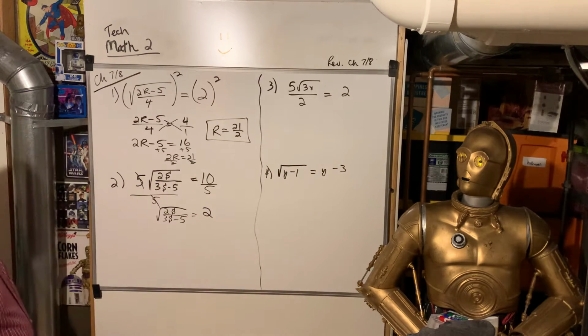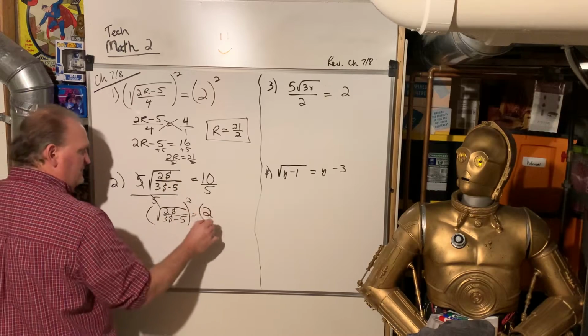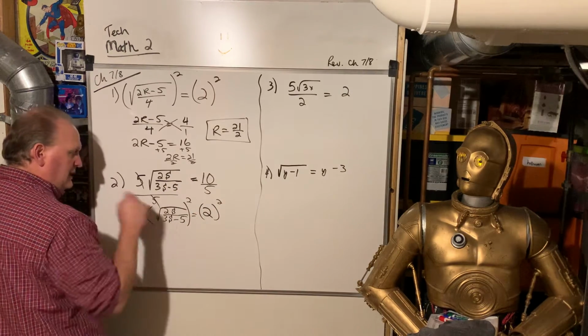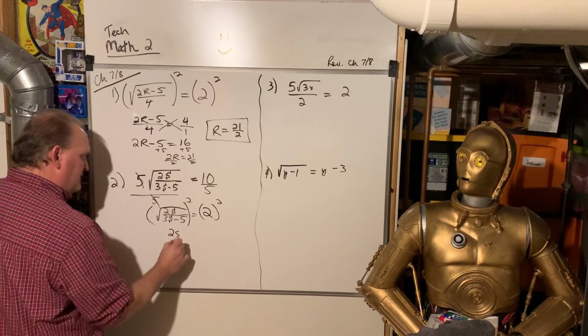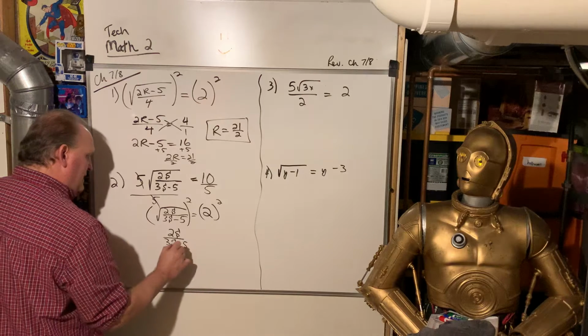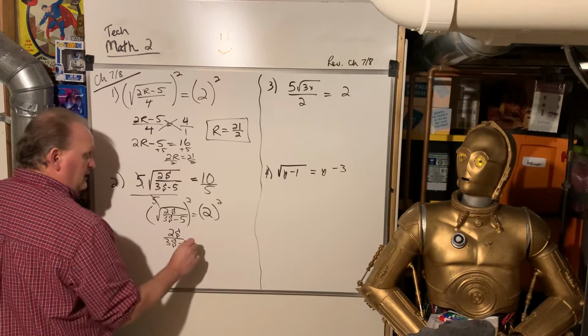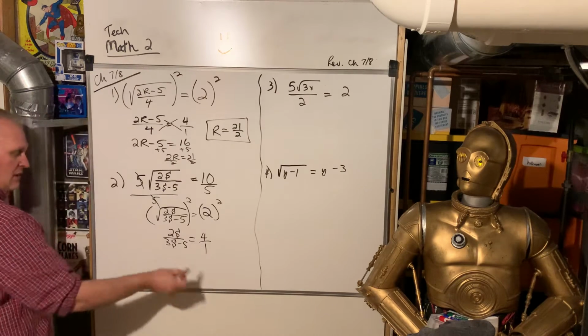Okay, so 10 divided by 5 is 2. Now we're going to square both sides, just like what we did up top. And so the square root and squared cancel each other off. So that's just 2s over 3s minus 5 equals 4 over 1. Cross multiply and solve.